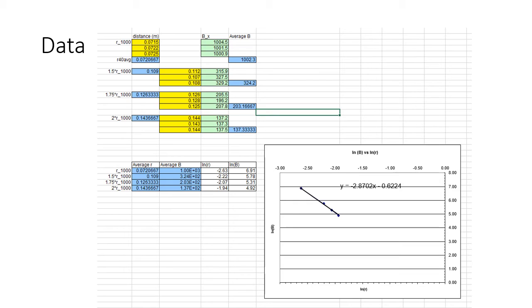Plotting these data, I found that the exponent n was equal to negative 2.87, indicating that the distance dependence of the field of a bar magnet is the distance to the power of negative 2.87.